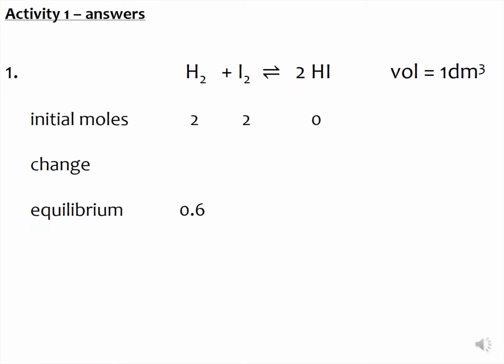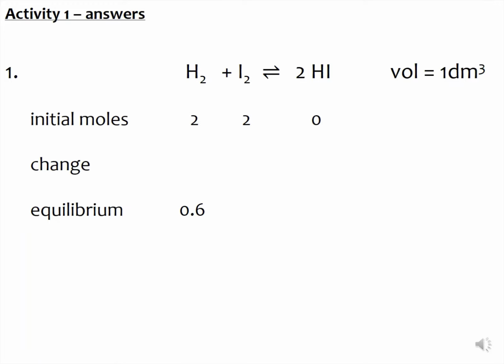Okay, let's have a look at activity 1 answers. Starting off with question 1. This is the hydrogen and iodine reaction again. As I said, it is very common. So looking at the ice table here, hydrogen has an initial moles of 2, iodine initial moles of 2, and hydrogen iodide, because it is a product, initially there are 0 moles.